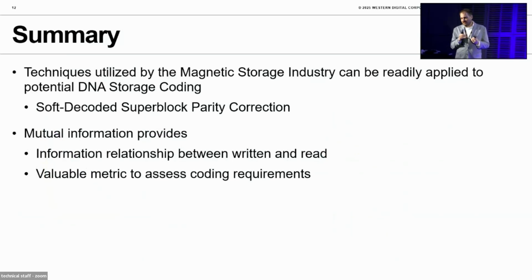So in summary, a lot of the techniques that we're already utilizing in the magnetic storage space can already be readily applied, and there are techniques here that I didn't go through that we're already exploring and utilizing in this particular space. One of those is, again, the concept of a soft decoded superblock parity correction capability. And mutual information can also be applied to DNA storage by defining that relationship between both writes and reads.